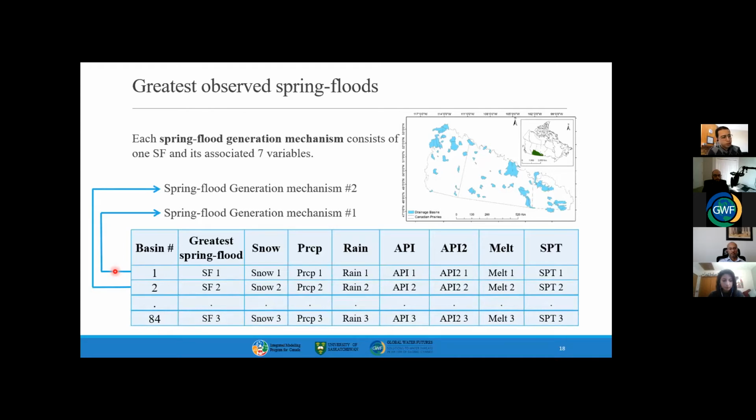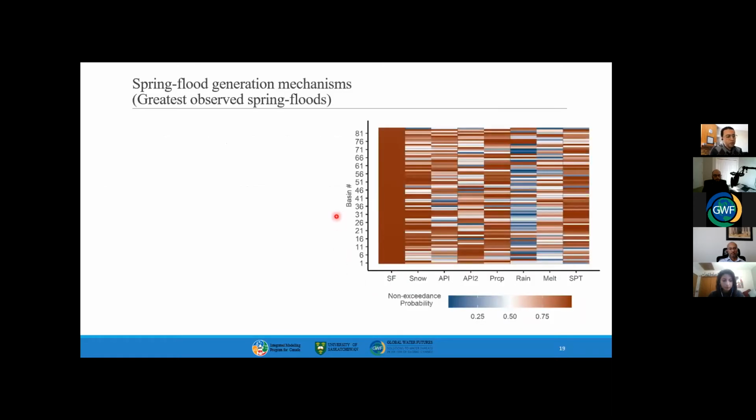If you want to describe the mechanisms of the greatest observed spring floods at the 84 basins, we would plot this table with basin number on the y-axis and those variables on the x-axis. And that leads us to this figure. Here on the y-axis, we have the basin numbers, 84 basins. Each row describes the flood generation mechanism of one basin. And on the x-axis, we are showing the spring flood and its associated 7 variables, starting from the snow to the SPT.